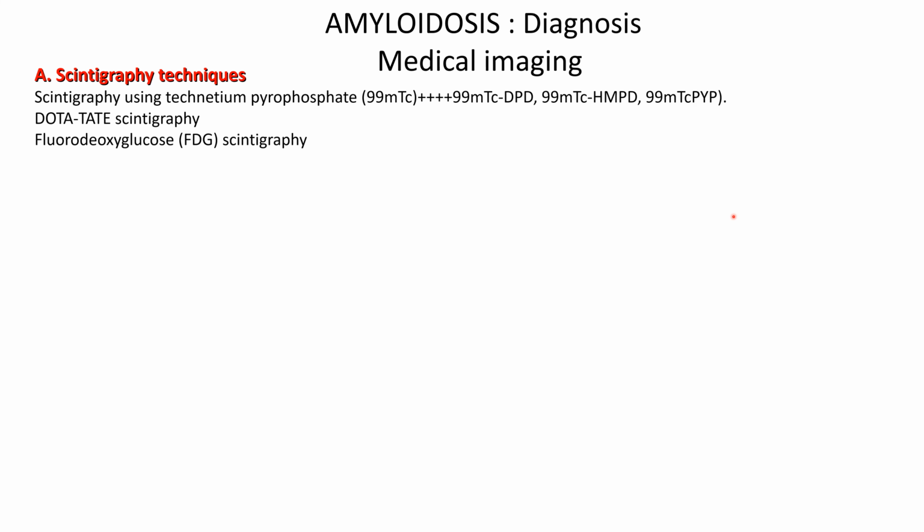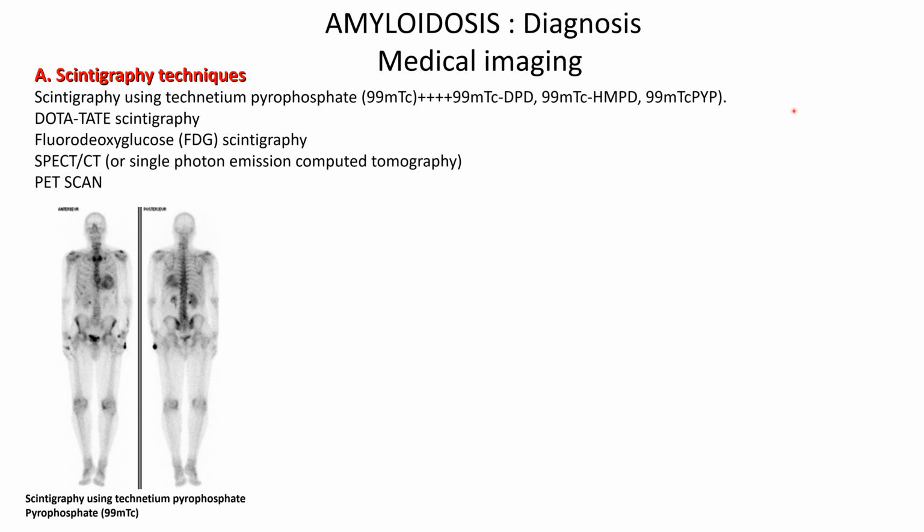Another technique is DOTATATE scintigraphy, which uses a somatostatin analog labeled with gallium 68. This method is particularly useful for assessing amyloidosis associated with neuroendocrine tumors. It can visualize amyloid deposits in tumor tissue and assess the extent of the disease.